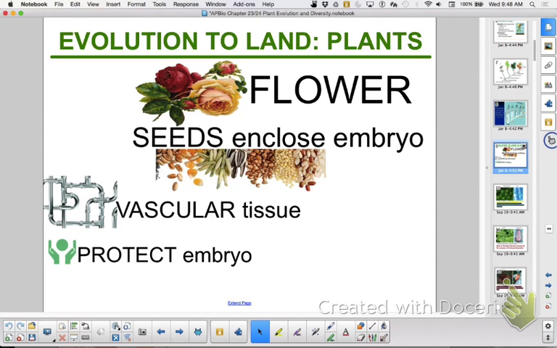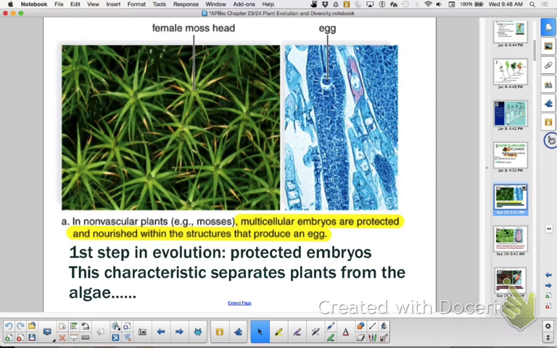So on your adaptation to land, you need to protect against desiccation. It could be using a waxy covering, which then requires openings like stomata for gas exchange.